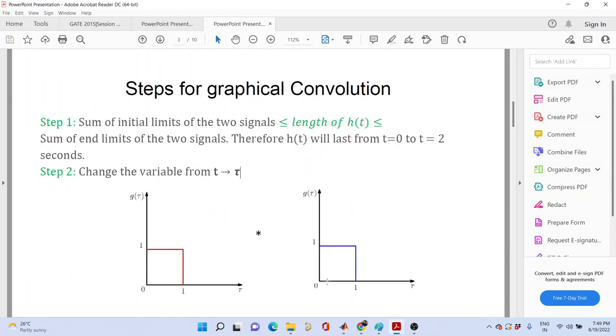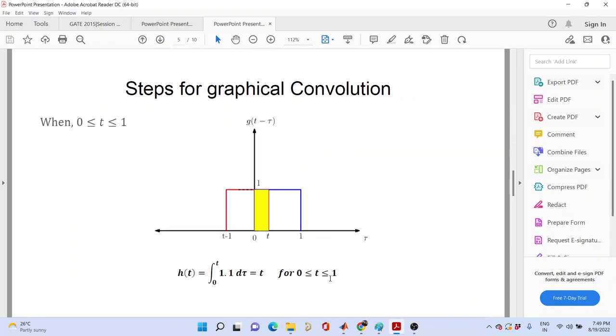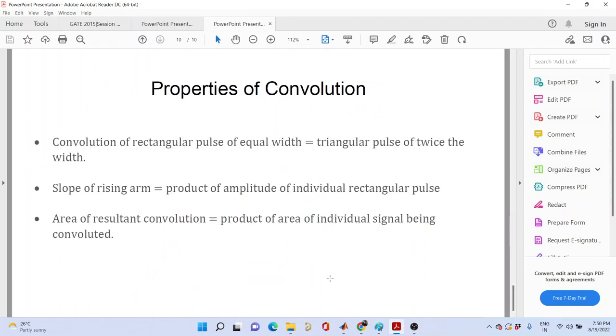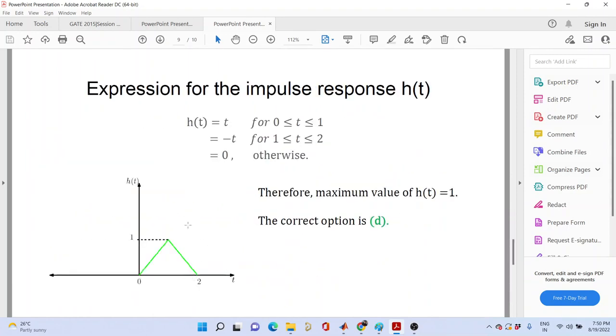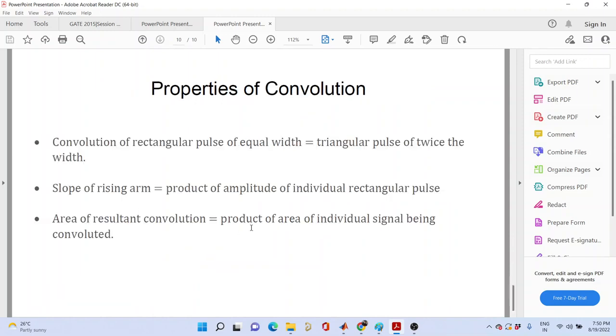The width of each of these square signals was unity. What you got was a triangular signal of width 2. Okay, so this is the thing that you have to keep in mind. This is one of the properties.